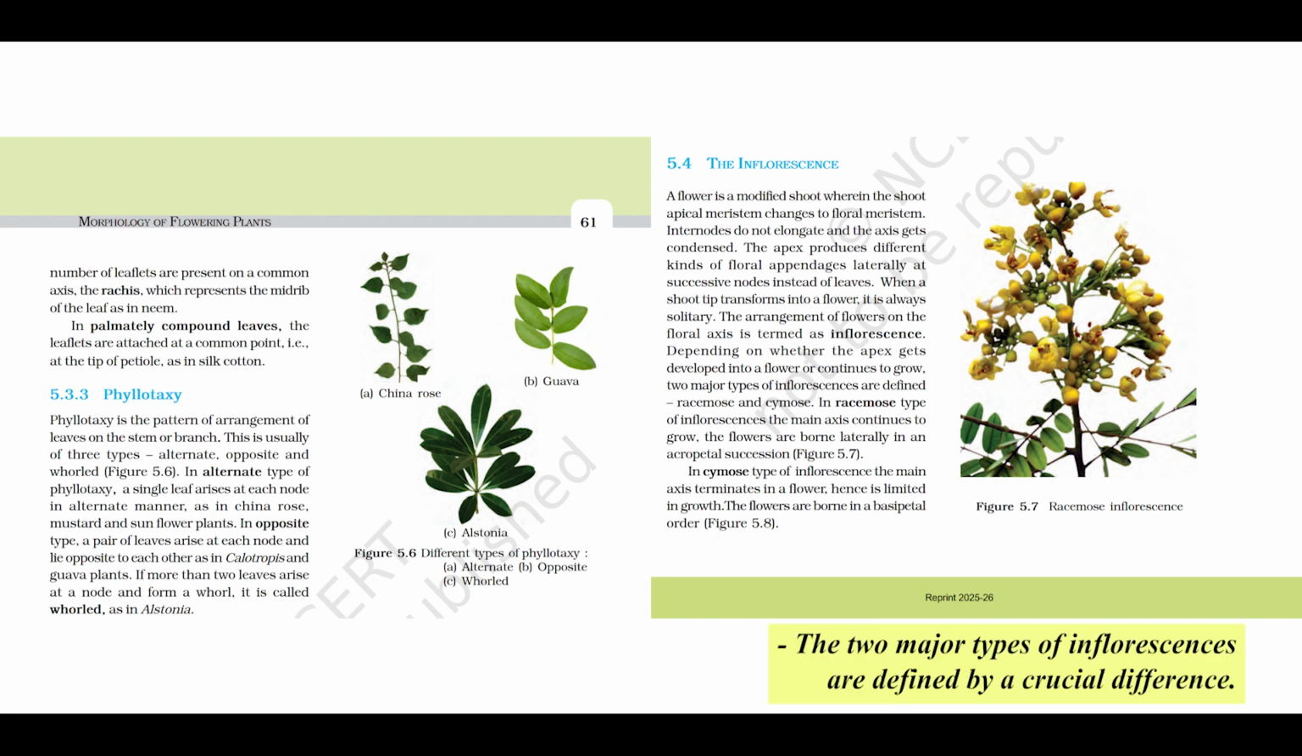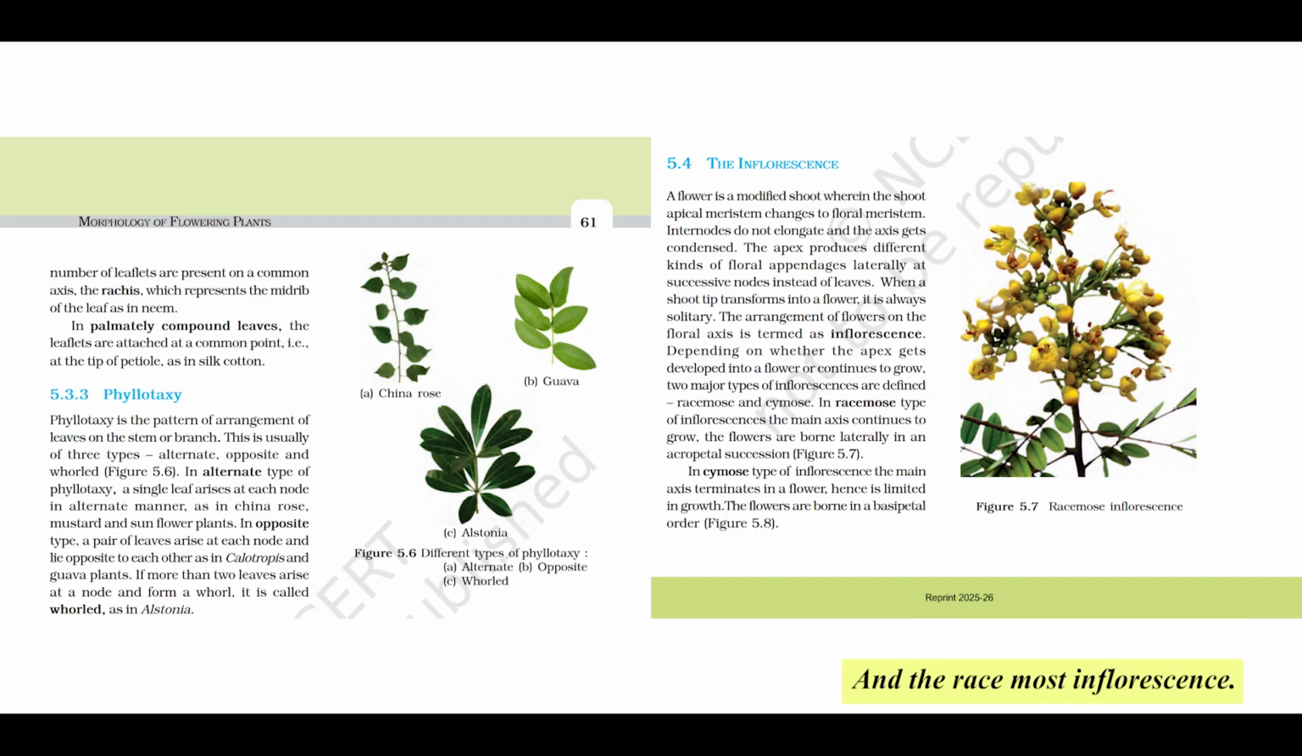The two major types of inflorescences are defined by a crucial difference: whether the main axis of the inflorescence develops into a flower and stops growing, or if it continues to grow indefinitely. Let's look at them sequentially, and I encourage you to visualize with figures 5.7 and 5.8 in your study material as I describe them. First, we have the racemose type of inflorescence.